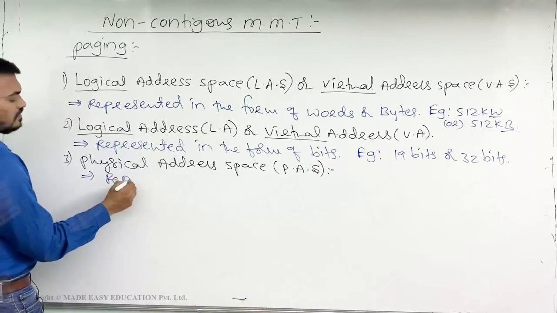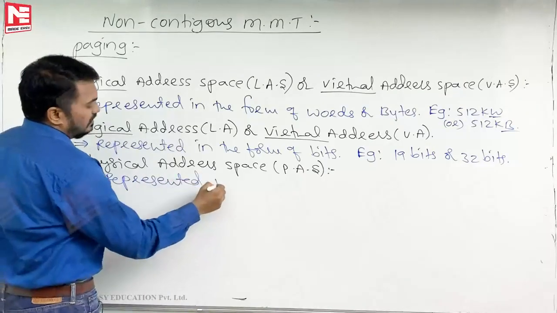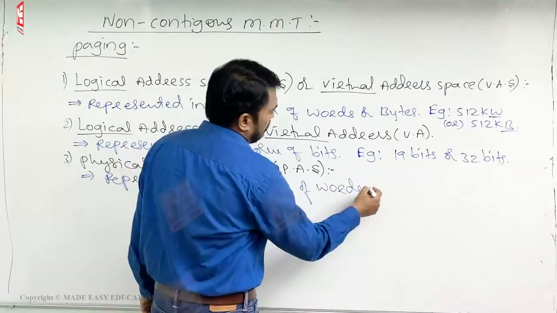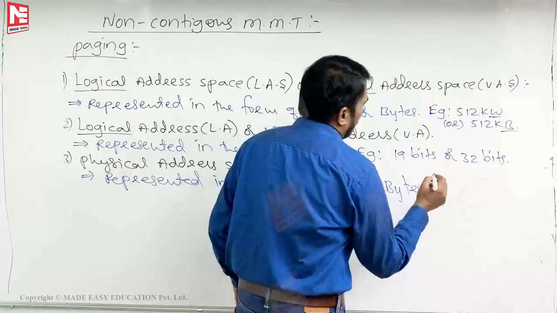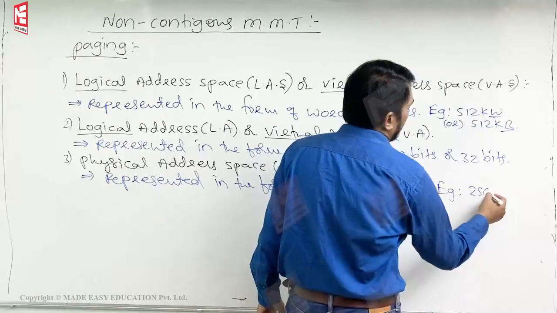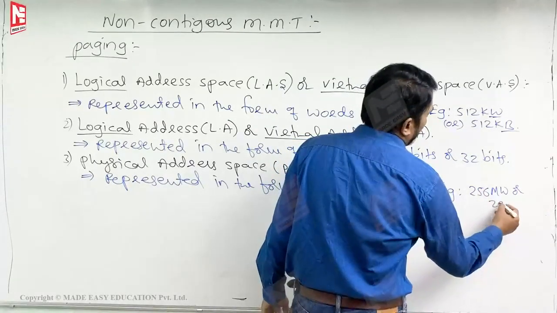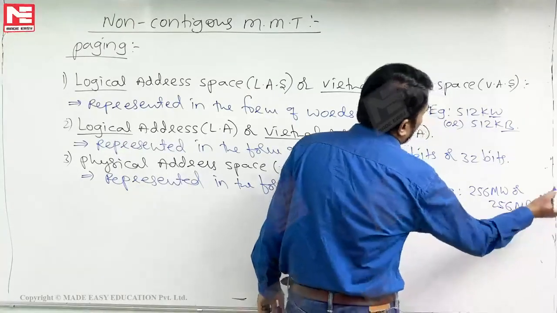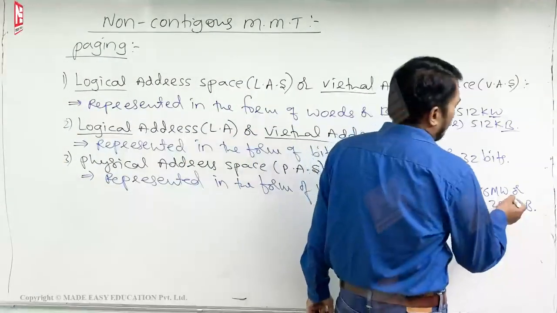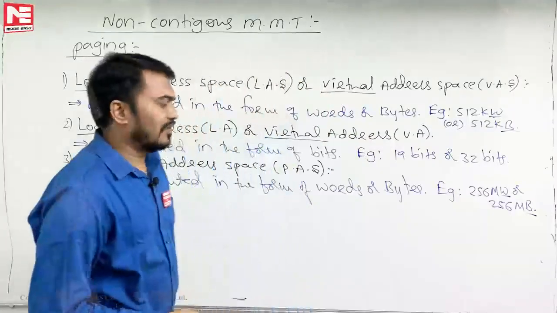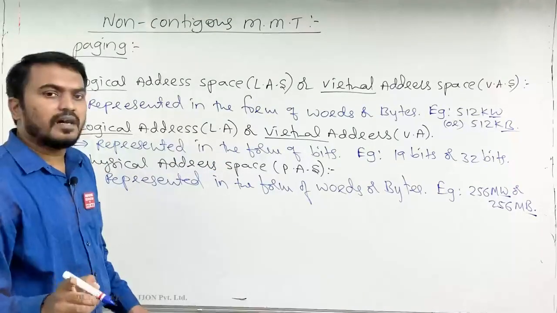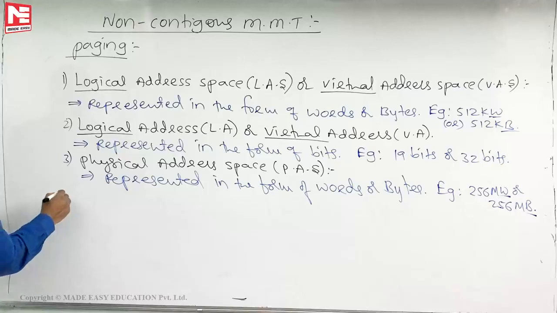The same thing here: represented in the form of words or bytes. For example, 256 mega words, or 256 megabytes. Words or bytes. If the question says it is word addressable, you state it in words; if byte addressable, you state it in bytes. Simple. So for an address space, always state it in words or bytes.